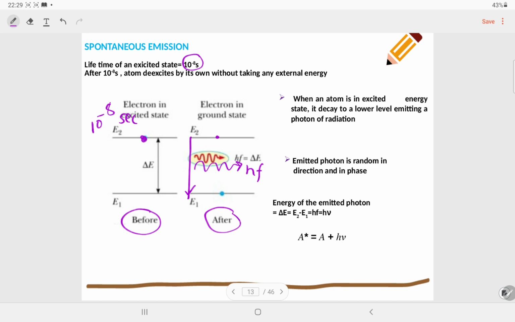Therefore, spontaneous emission alone cannot produce laser, because the emitted photon is random in direction and random in phase. Again, the energy of this photon is given by h nu with the help of this equation, which gives us an idea about spontaneous emission. Initially our atom is in the E2 state, but while coming to the ground state, it emits energy in the form of a photon. So this is all about spontaneous emission.